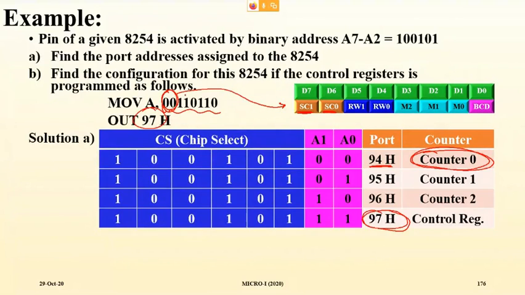Rest now it is very simple. Now the next 2 bits are RW1 and RW0. If they are 1 1, what does that mean? This was 0 0 1 1. Now what does it signify? First we will write the LSB and then the MSB. First we'll be loading the LSB count, then we'll be loading the MSB count. That is what is signified by these 2 bits.